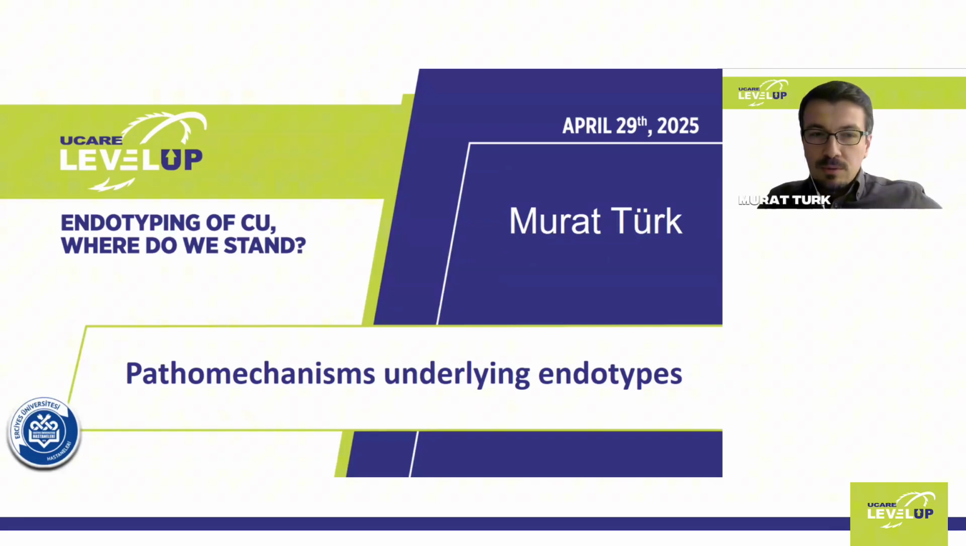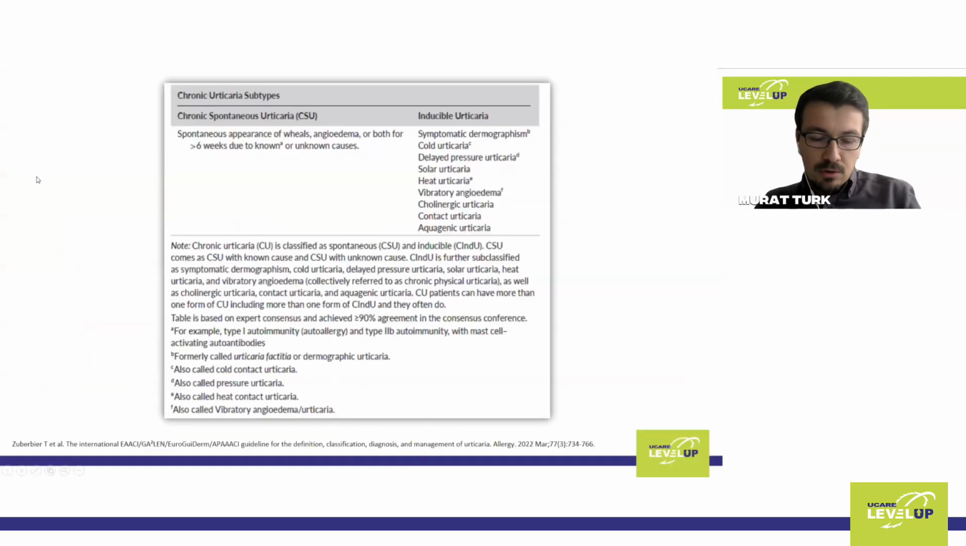So I'm Murat Türk from Kayseri, Turkey, and my topic will be pathomechanisms underlying endotypes. We all know that chronic urticaria is a quite common disease with around 1 to 2% prevalence all around the world. And we have 2 main subtypes: chronic spontaneous urticaria without any known triggers or causes, and inducible urticarias.